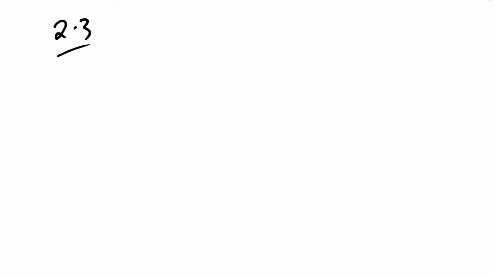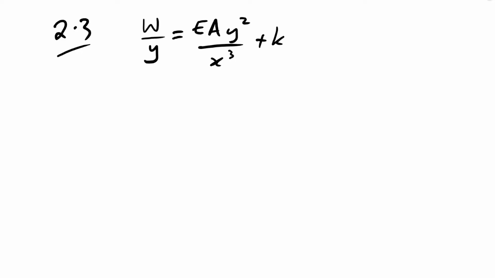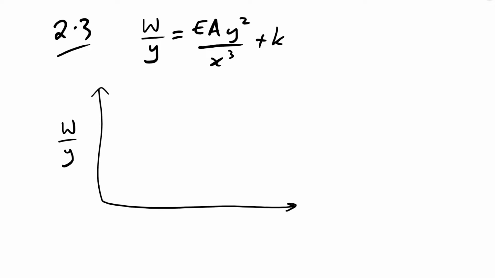2.3, okay, we have here this beastie equation. The ratio of weight to the sagging, w over y, is equal to that over x cubed, plus some constant. So of course this is going to be a straight line graph, isn't it? That's good. Don't get confused. This is our y equals mx plus c. Don't get confused though, because they've used y and x.